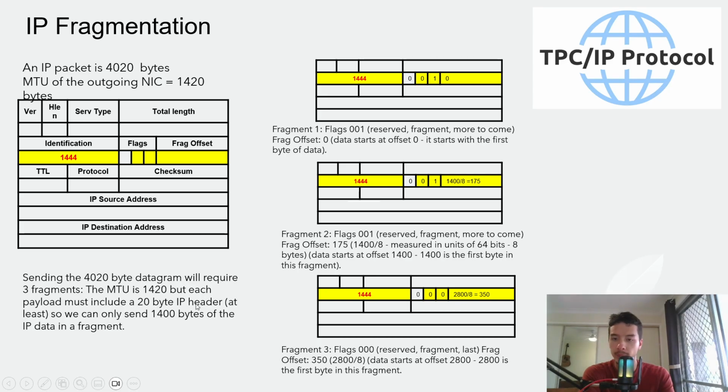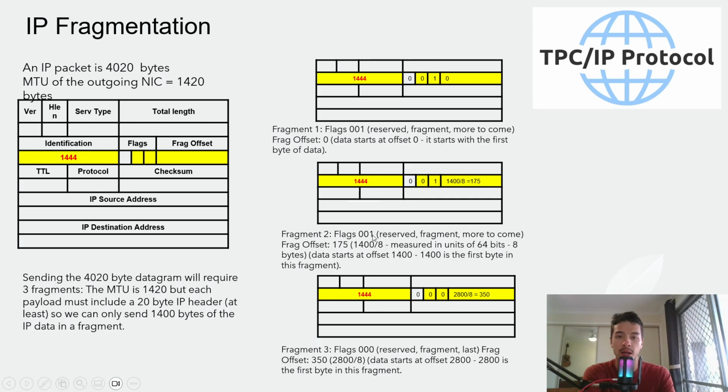It must include a 20 byte payload, so we can only send 154 bytes of data in IP. IP fragment. So the first one is the flag 0. Flag 0 is reserved, fragment, more to come. So this means there's more to come in this one. Fragment offset 0, data starts at offset 0. It starts with the first byte of data.